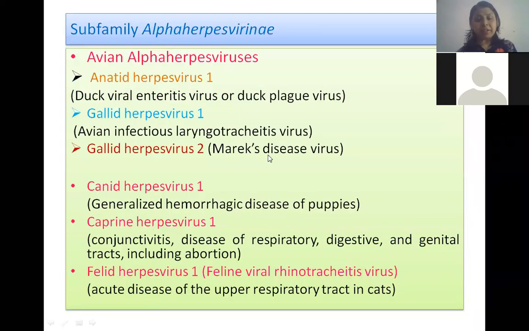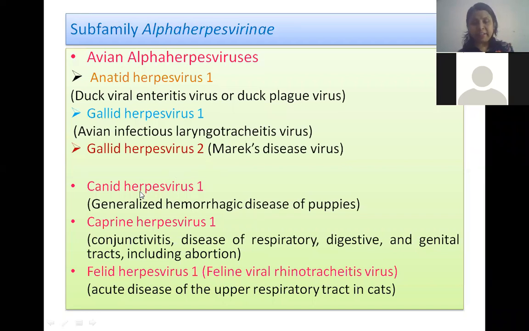Different viruses which are important for veterinary medicine are the avian alpha herpesvirinae, which are most important. It includes various viruses like avian alpha herpesviruses, which have 3 types: anatid herpesvirus 1, which is duck plague virus; gallid herpesvirus 1, which is ILT or avian infectious laryngotracheitis virus; and gallid herpesvirus 2, Marek's disease virus.